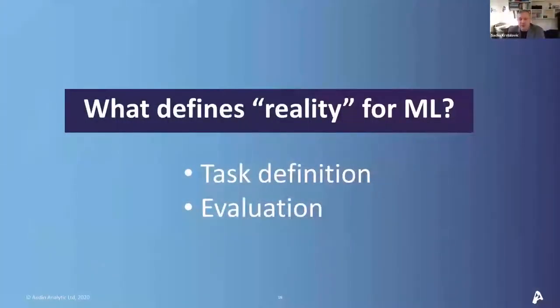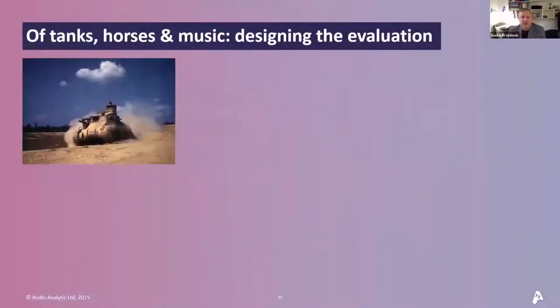So, continuing with what defines reality for machine learning. We've talked a bit about the phenomena and the data, in the context of audio variability of sound. But something really important is to define the task that you want your system to achieve, and to define the evaluation. How are you going to judge that the task is achieved by your system? Those two points are really, really important.